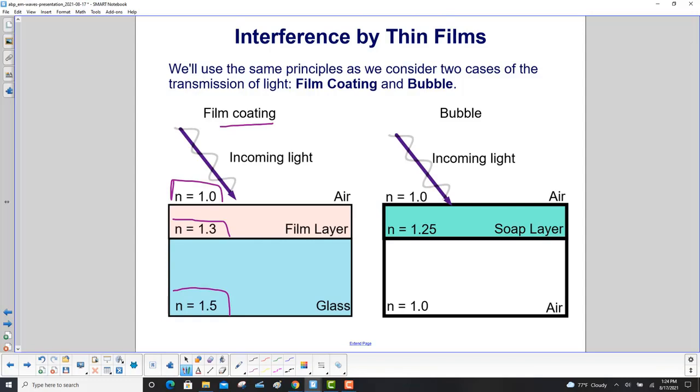Then we're going to take a bubble. So let's see, here you have, once again, you're in the air, n is equal to 1.0. You go through a soap layer, that's your bubble, and then on the other side is air. So here what's going on? Index of refraction increases and then it decreases again going through the air.